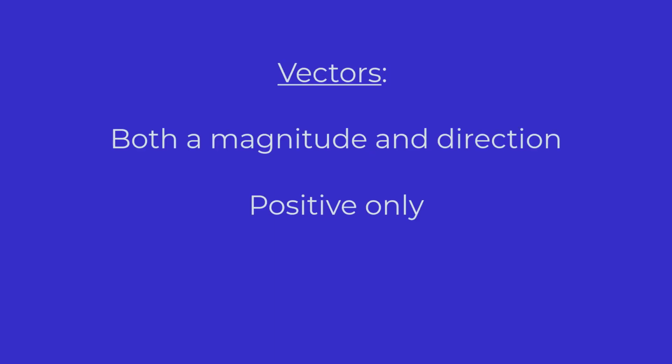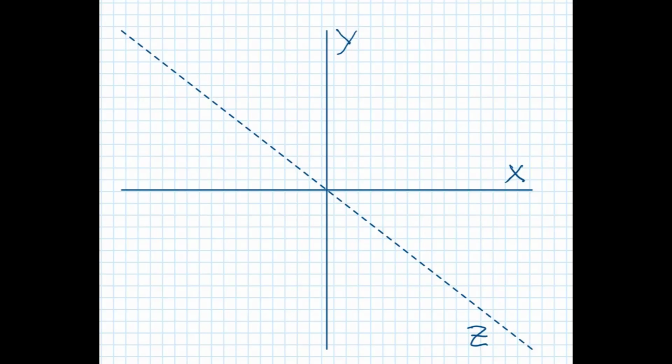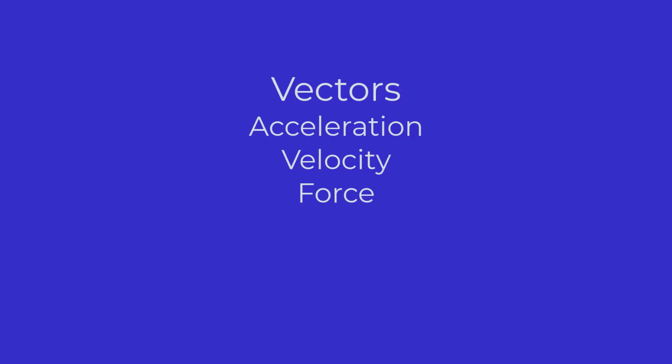Vectors, on the other hand, have both a magnitude and a direction. In the case of the magnitude, it can only be expressed as a positive number. The vector direction has to be described, typically with a coordinate system. One that you might be familiar with would be a Cartesian coordinate system. Examples of vectors are acceleration, velocity, and force.